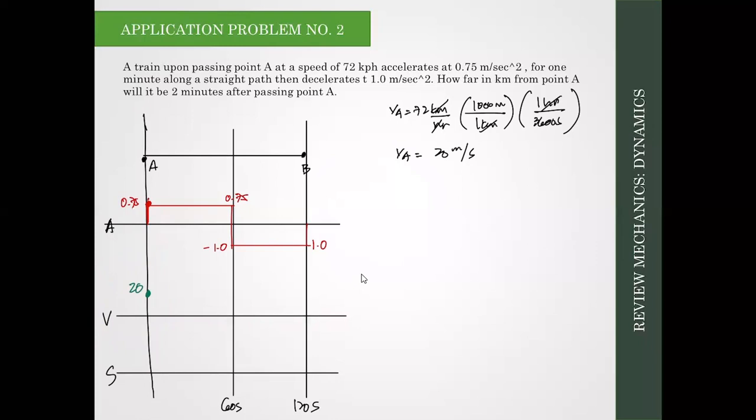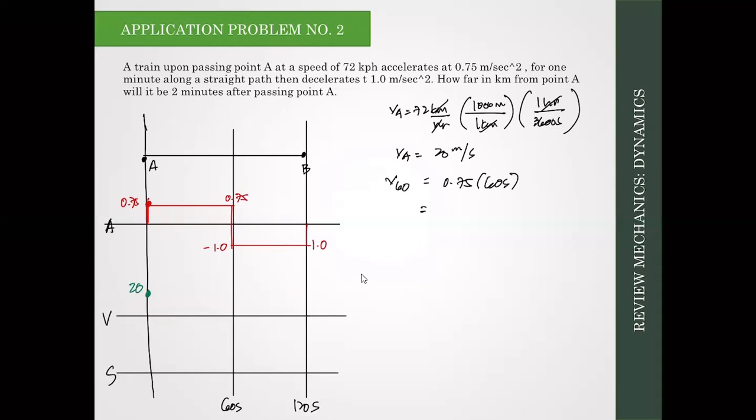Next, ano pa? How far in kilometers from point A will it be 2 minutes after passing point A? So, si point B, yung distance kay point B na natin. And since meron naman tayong acceleration graph, makukuha natin si velocity graph, no? So, si V at 60 seconds, makukuha natin, and si V at 120. So, si V at 60 seconds, area lang siya nung acceleration graph natin. So, that will be 0.75 times 60 seconds.